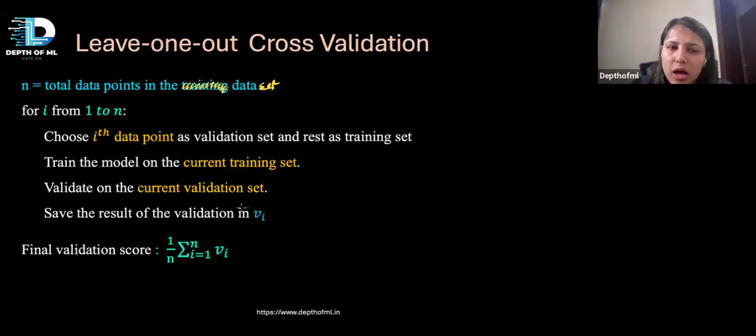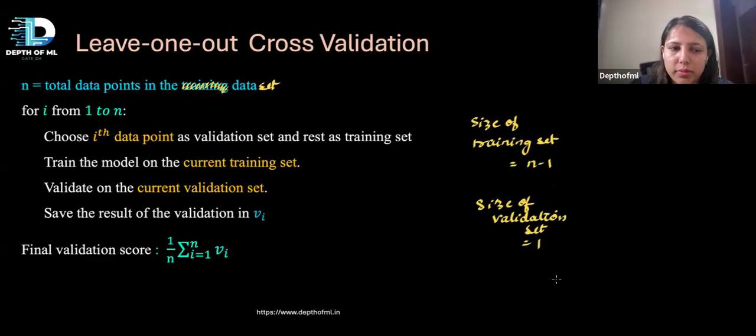So how many data points will be there in the training set every time? Size of training set will be N minus 1. Size of validation set is equal to 1. So you will train the model on the current training set, which has size N minus 1, and you will evaluate on the current validation set where size is equal to 1, right? And you'll save it in E_i and you will take a mean of all those values that you get. In this way you have traversed every point individually.